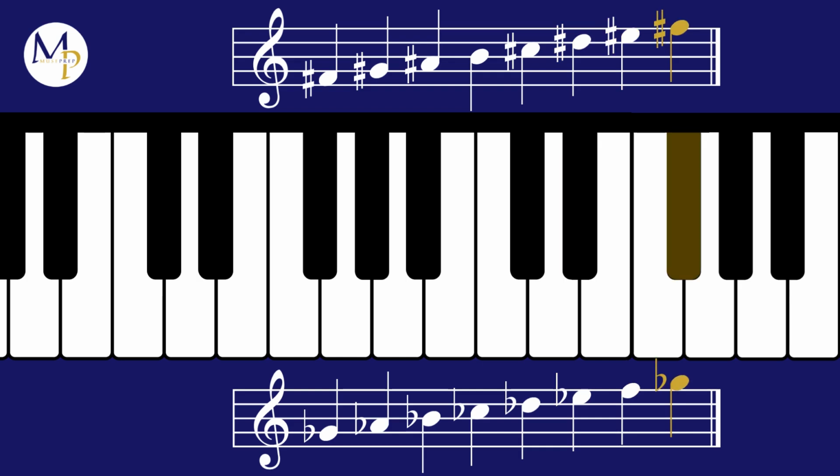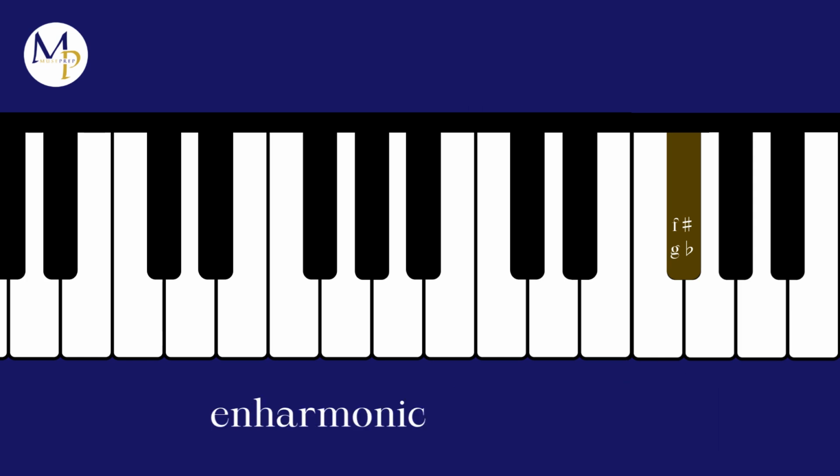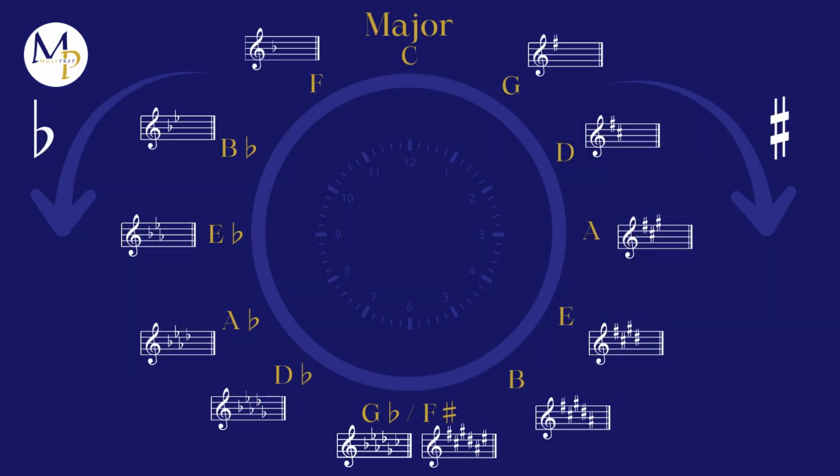When two different note names refer to the same pitch, we call this an enharmonic equivalent. Because of enharmonic equivalence, the circle closes at the 6 o'clock position. Otherwise, it would continue infinitely in both directions.